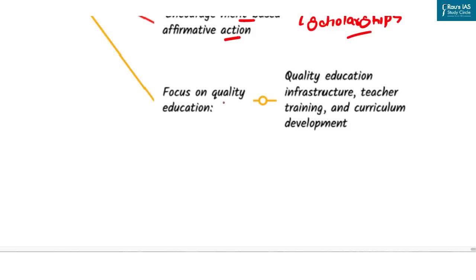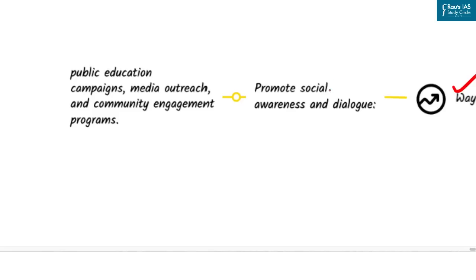Next is to focus on quality education. Now, improving the quality of education in marginalized communities is critical to reduce the dependence on reservation policies. So investment in quality education infrastructure, teacher training, and curriculum development could go a long way in promoting equality and social mobility.